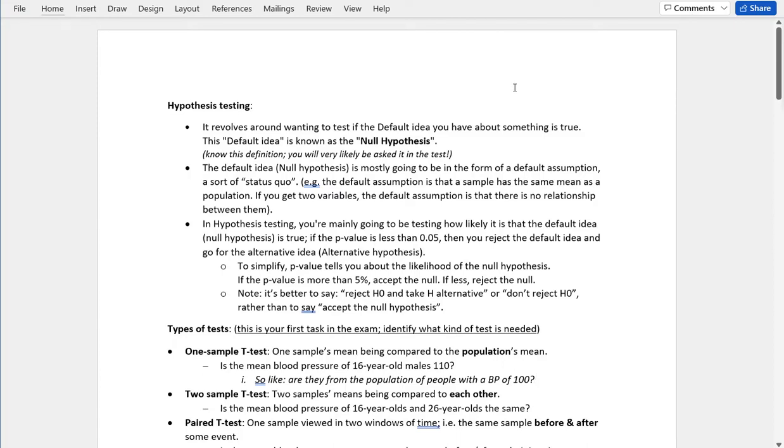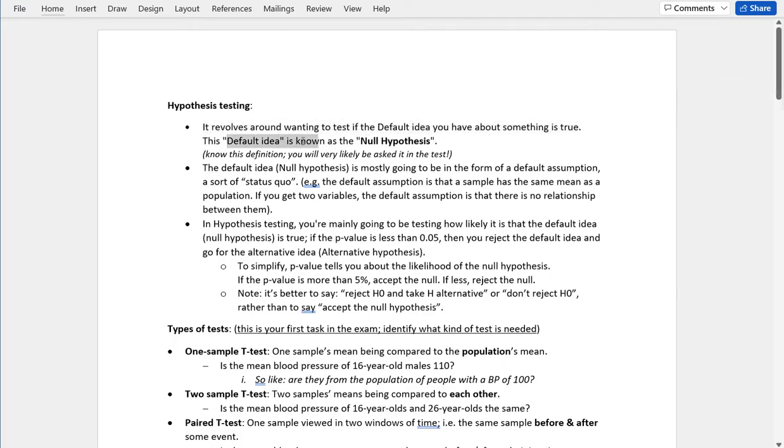Anyways, without further ado, what is this? This is hypothesis testing. What is it really? You're just testing a hypothesis. You've got some sort of hypothesis and you are testing to see whether it is true or not. This hypothesis is basically some sort of default idea you have about something, and you want to test whether it is true or not.